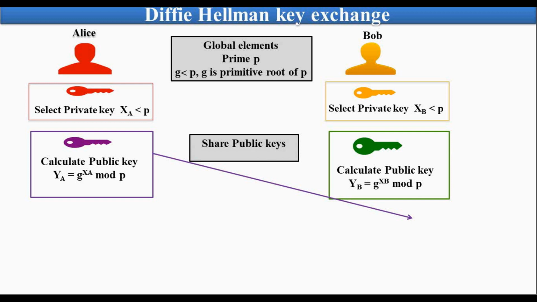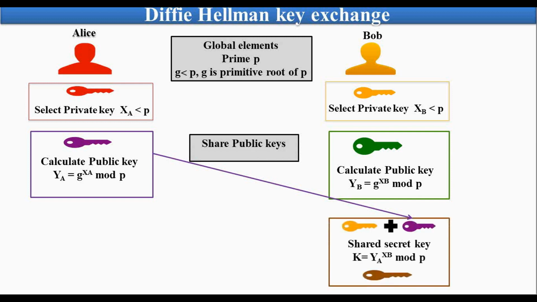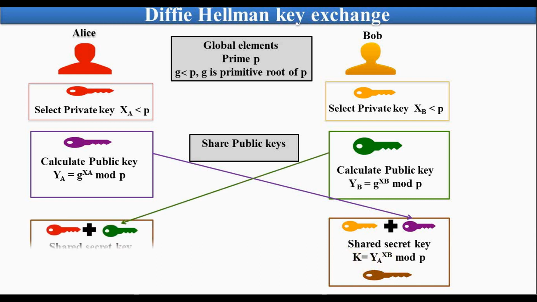So Alice's public key is YA, which is represented in violet color, and Bob's private key is represented in yellow color. Just for simple color representation I have used this. So when you combine yellow and purple, we get this brown color key. So YA, that is public key of Alice, raised to the power of XB mod P, we get the shared secret key. Similarly, Bob will share his public key to Alice and Alice will generate the shared secret key. In this case, even though they involve different operations, they will get the same key.